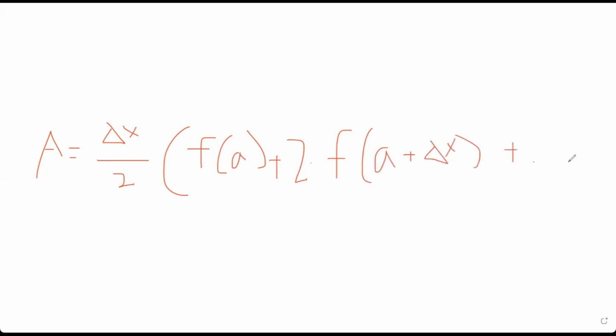And then 2 times every value in between, plus 2 times the last by 1 value, plus the last value, just 1 times the last value. And that's the trapezoidal rule. Again, important in calculus, probably didn't learn it in pre-calculus though. So this might be new.